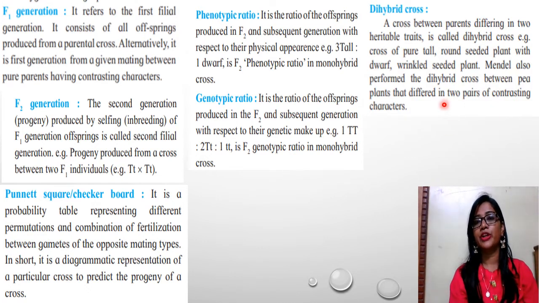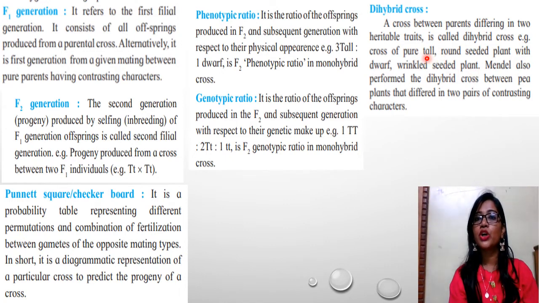What is dihybrid cross now? A cross between parents differing in two heritable traits is called dihybrid cross. Now, in case of dihybrid, we consider two heritable traits, two characters. Cross of pure tall, round-seeded plant with dwarf, wrinkle-seeded plant.